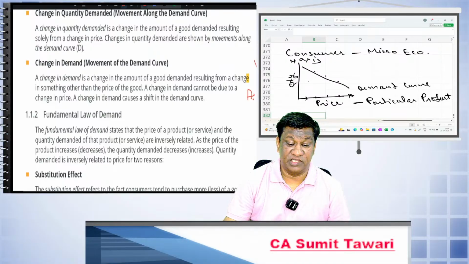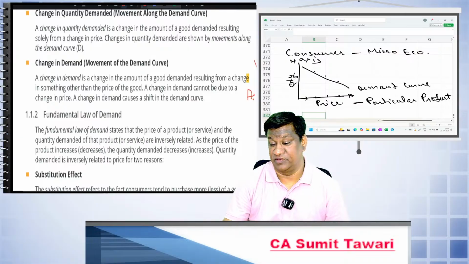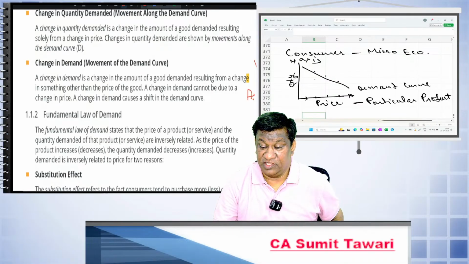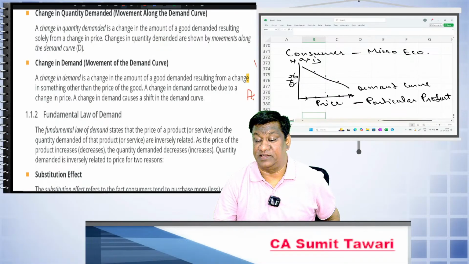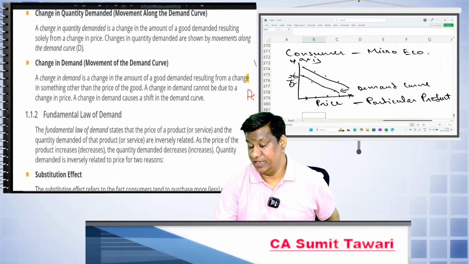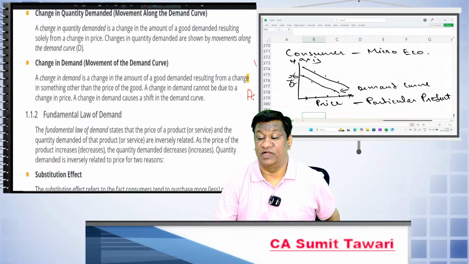A change in demand cannot be due to a change in price. A change in demand causes a shift in the demand curve. Now what happens if other factors are impacted? Not because of price, but the quantity demanded gets decreased like this. With this price again this, with this price again this. So here there is a new demand curve. The demand curve shifts from right to left because of other factors.